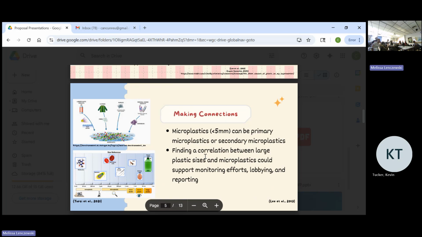So microplastics are going to be those plastic pieces that are less than 5 millimeters. They can be primary microplastics, meaning that they were made and manufactured that way. Or we can get secondary microplastics because as I mentioned, plastic just breaks down, right? It doesn't go away. It's always here. It just breaks down. So those bigger pieces are going to turn into the smaller pieces, which are starting to cause a lot of problems for us. So if we're able to find a correlation between the large plastic sizes that are starting to break down and make more of these small plastic sizes, this could possibly be used to try and make it easier to monitor the smaller plastic pieces. Okay.